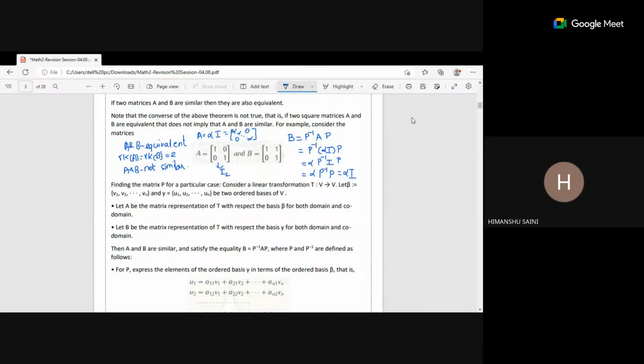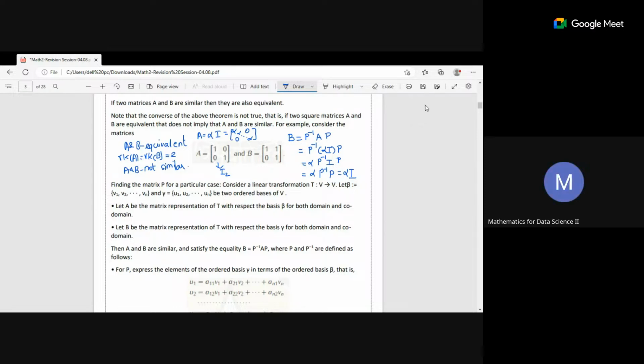Ma'am, if the determinant of A or B is non-zero, then how can we say AB is similar to BA? You are asking something different, I guess. We will come to it next.